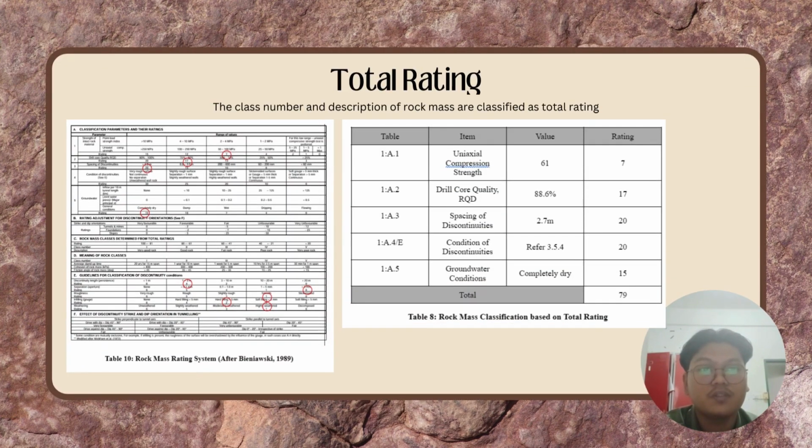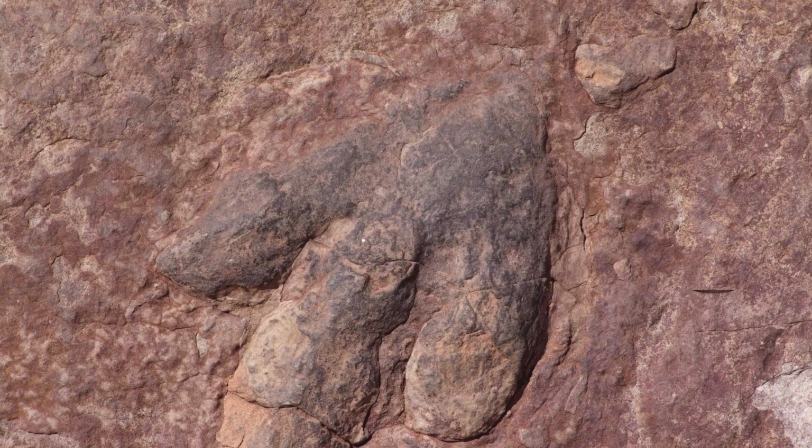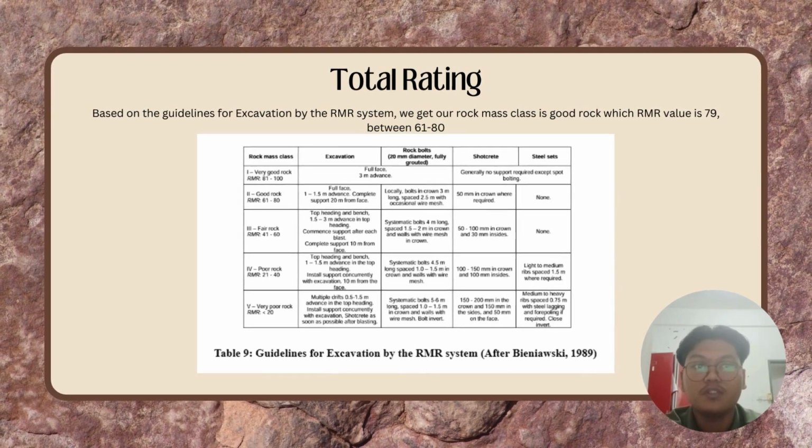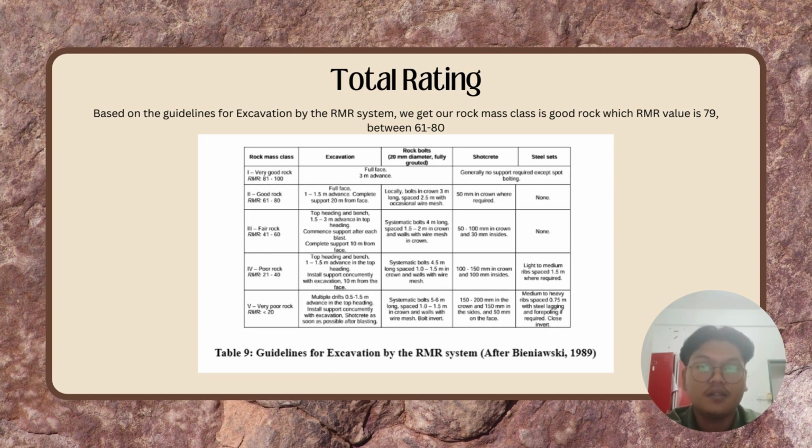Now we are going to the next part, which is total rating. The class number and description of rock mass are classified as a total rating. There are 6 item values that we need to get the RMR value, which are uniaxial compression strength, drill core quality, spacing of discontinuities, condition of discontinuities, and groundwater condition. The RMR value of uniaxial compression strength is 7. For drill core quality it is 17. For spacing of discontinuities it is 20. For condition of discontinuities it is 20. And last, for the groundwater condition it is 15. And the total RMR value is 79. Based on the guideline for excavation by RMR system, our rock mass class is good rock, as the RMR value 79 is between 61 and 80.